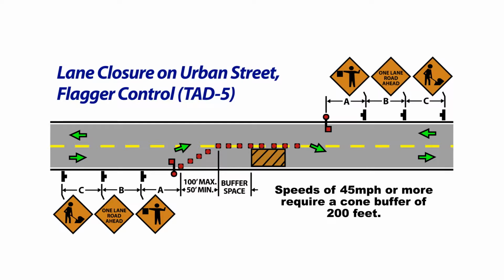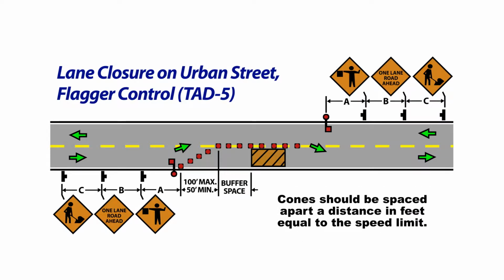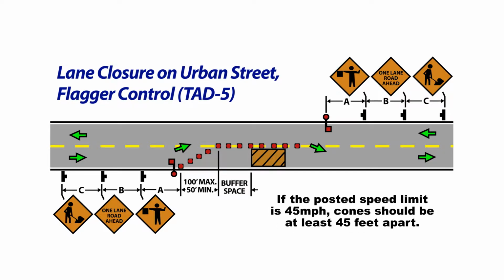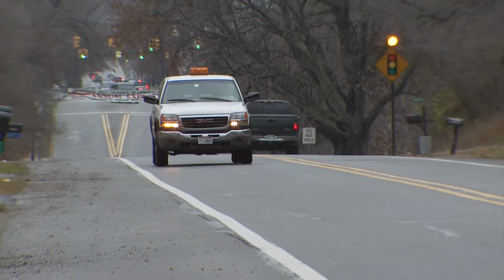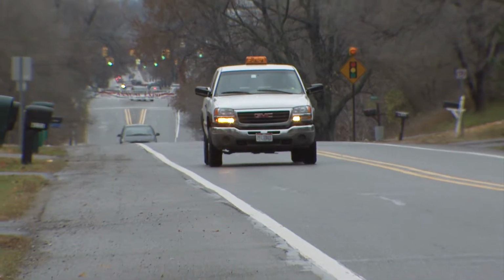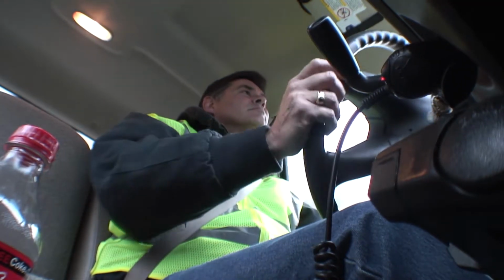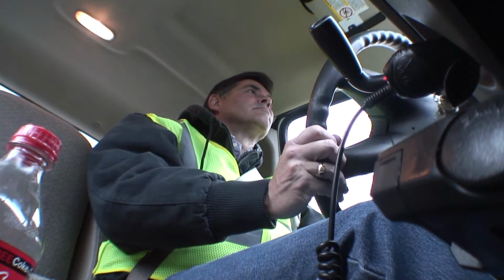Speeds of 45 miles per hour or more require a cone buffer of 200 feet, with an additional taper of 50 feet. Cones should be spaced apart a distance in feet equal to the speed limit. For instance, if the posted speed limit is 45 miles per hour, cones should be placed about 45 feet apart. Cone placement should begin at the side and rear of the work truck and continue in a straight line down the road. It's also important to note that some states and locales may have different traffic control standards, and it's the responsibility of management to be aware of and to comply with them.